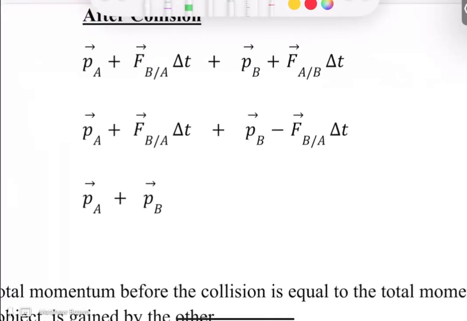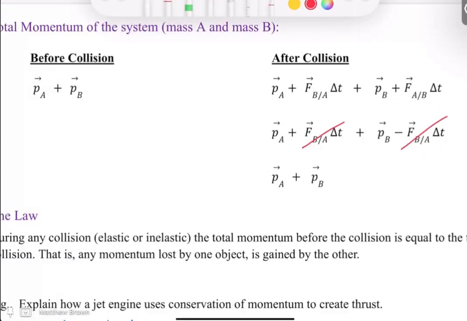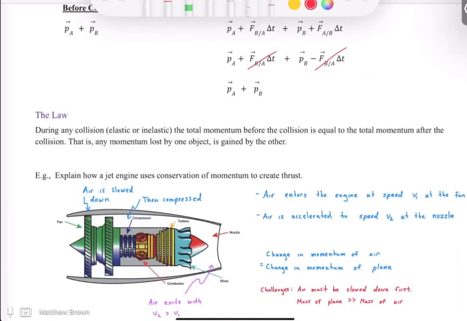And then we can recognize that if we look at this equation for the total momentum of the system after, this and this cancel out. And so we're left with momentum of A plus momentum of B, which, remember, was the exact momentum of the system before the collision. And that leads us to this very, very important law, which is written out here in words, but if you just look at those two sides, you can equate them. But in words, because it's important, during any collision, the total momentum before is equal to the total momentum after. That is, any momentum lost by one object is just gained by the other.